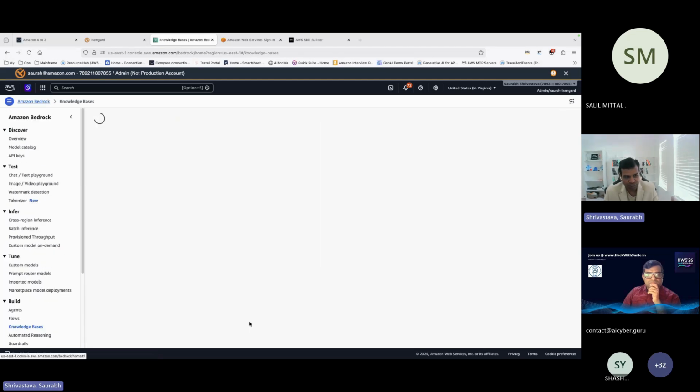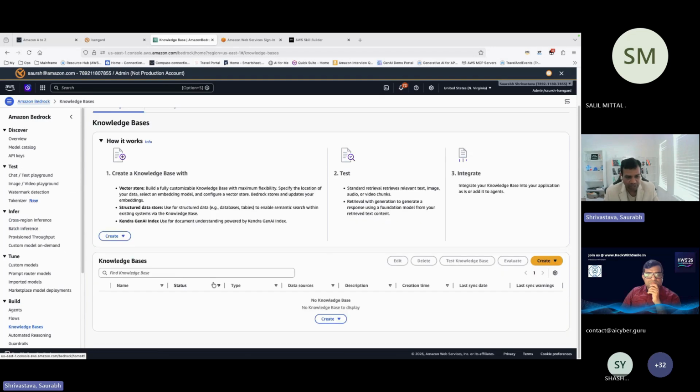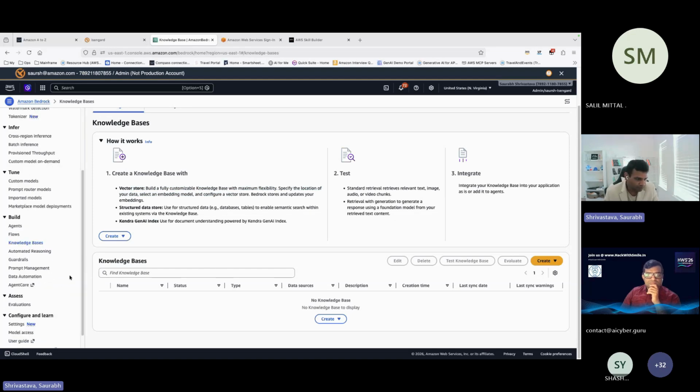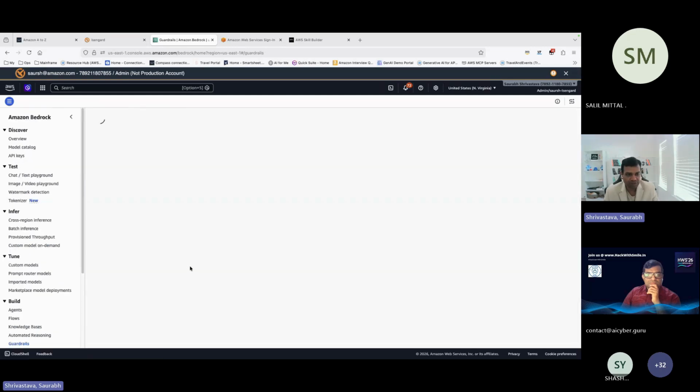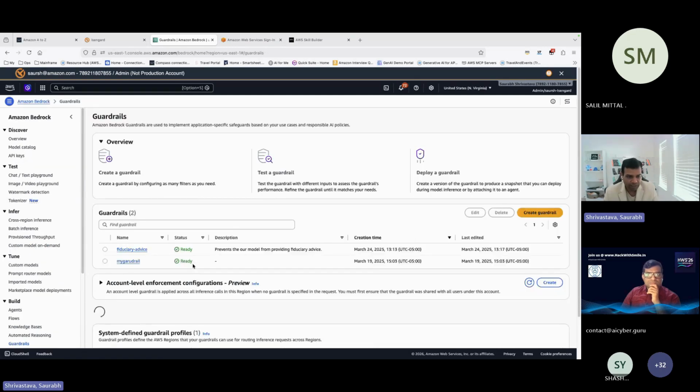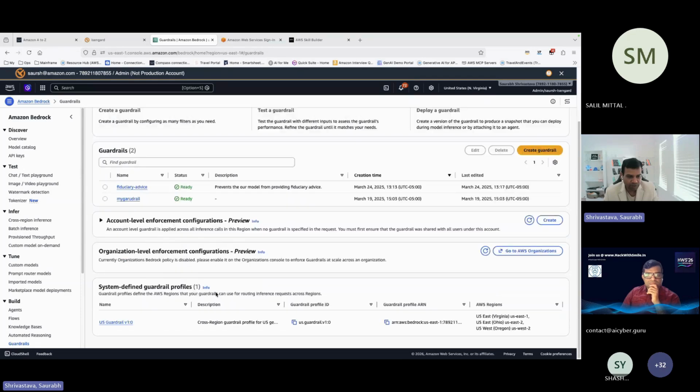Knowledge base, this is what I talked about, the RAG knowledge base, right? You can create the knowledge base based on a vector store or structured data store, or Kendra, which does the Gen AI indexing for you, right? So with a vector store, you can then integrate it with your agent. And you see the guardrail, that's what we are talking about. Here I have put one kind of guardrail. We are preventing our model from providing fiduciary advice.